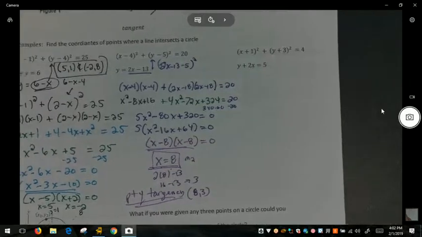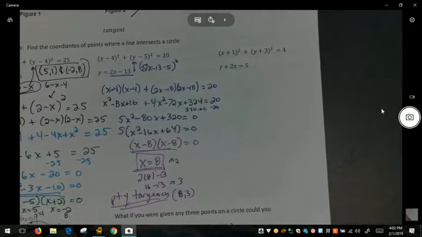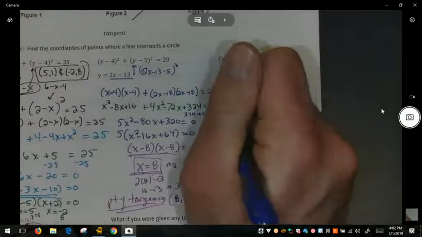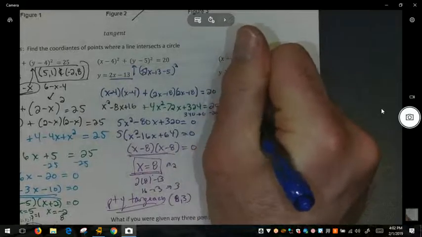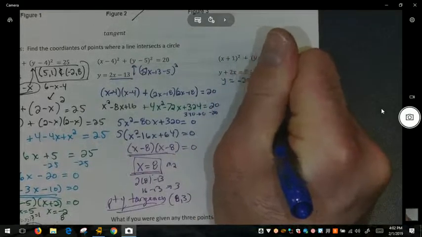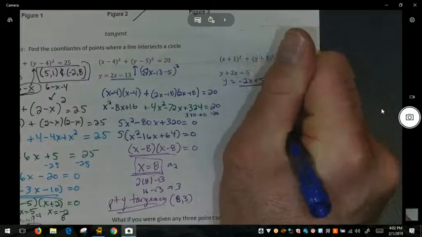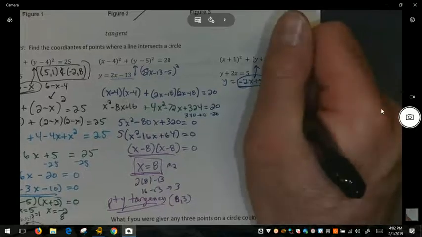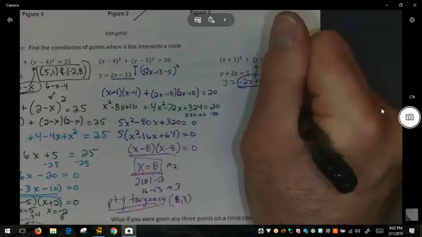Our last example of this particular skill, where we're given the equation of a line and a circle. It could be an ellipse, but in this case a circle. We take this, and I'm going to solve for y by subtracting 2x from both sides. So I have negative 2x plus 5. I am going to plug that in for y. You could just as easily solve for x and plug it in for x, but I'm not choosing to do that for this. So when I do that, I'm going to have this plus 3 also.